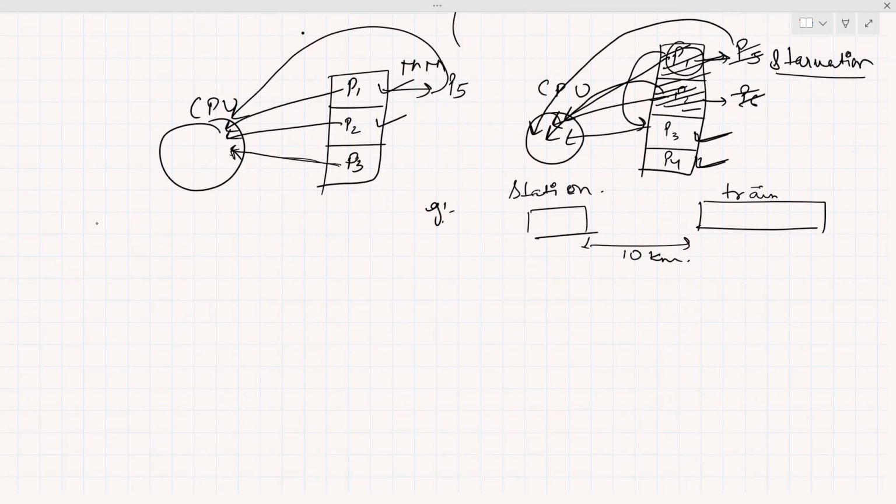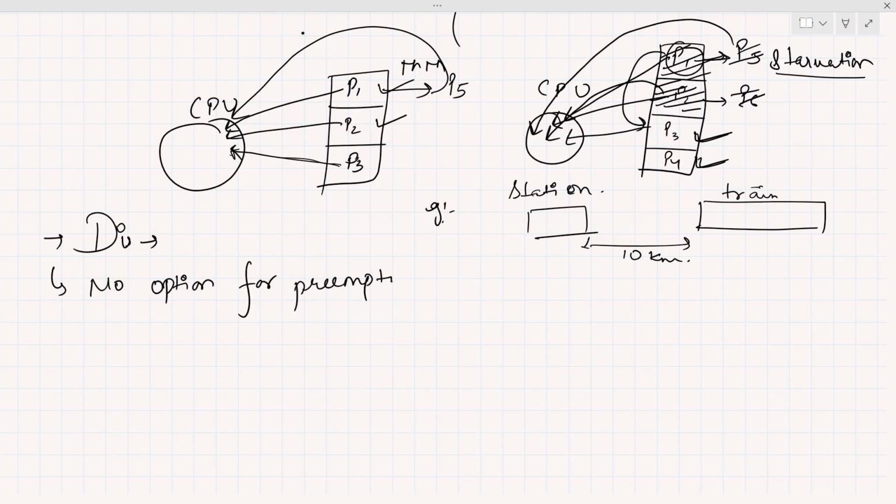Now we talked about the advantage. Now it's time to talk about the disadvantage. What is the disadvantage of FCFS? That there is no option for preemption. No option for preemption means preemption is not possible in FCFS.